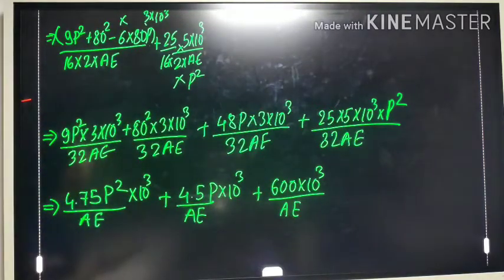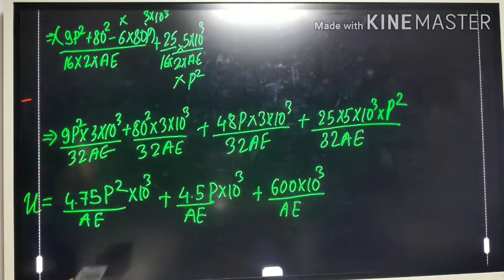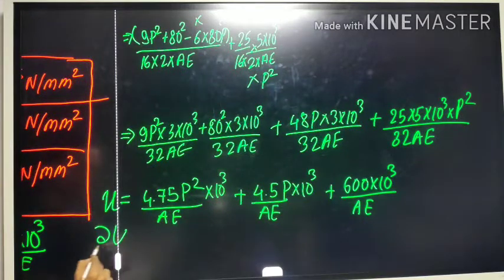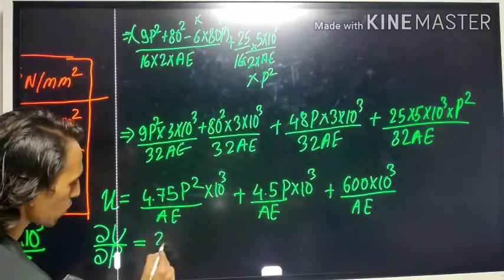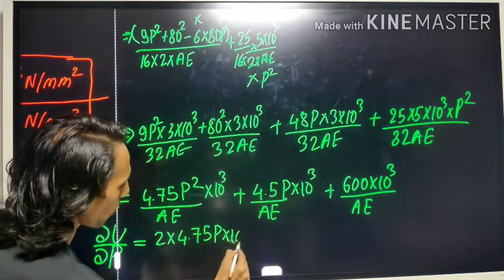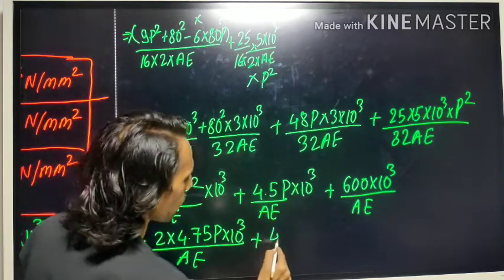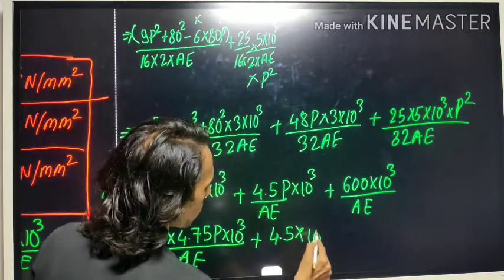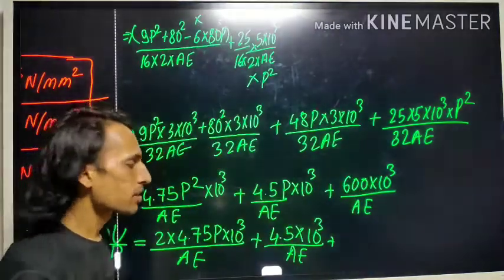So this is your strain energy, and now you need to differentiate it with respect to P. Let's differentiate it, so it will be 2 into 4.75 P into 10 to the power 3 over AE, plus 4.5 into 10 to the power 3 over AE, and there is no involvement of the term P in the last term, so it will be 0.